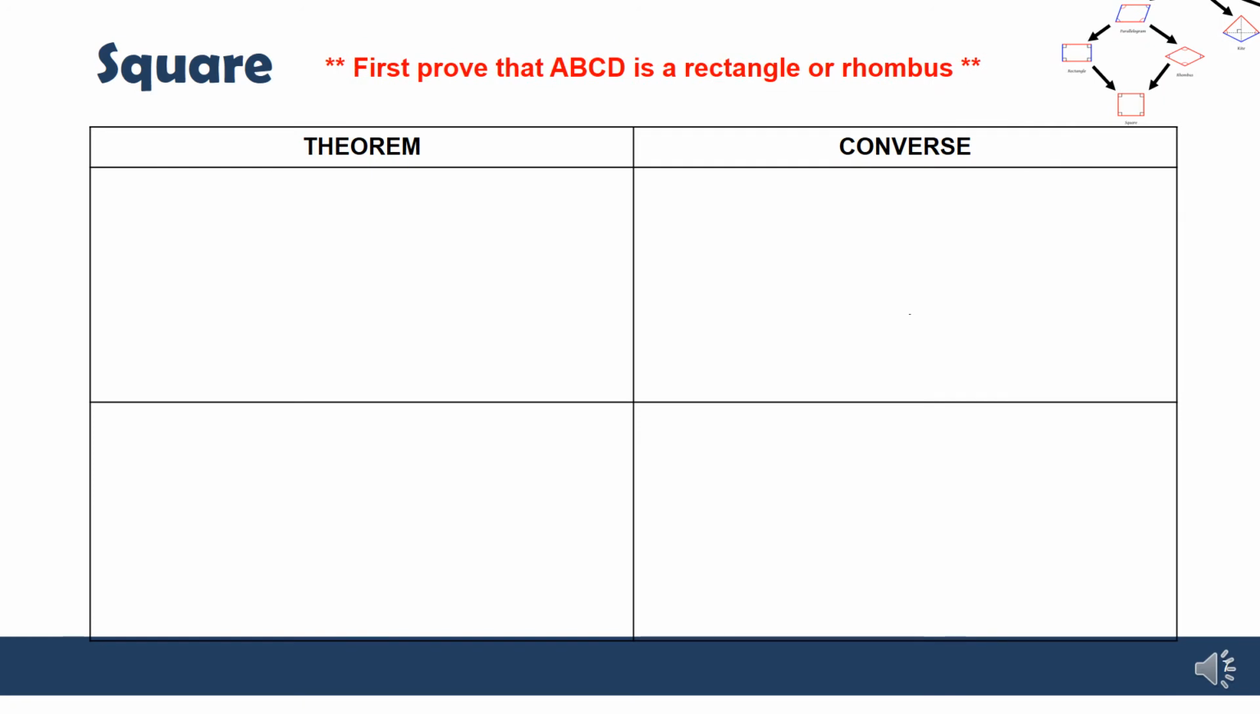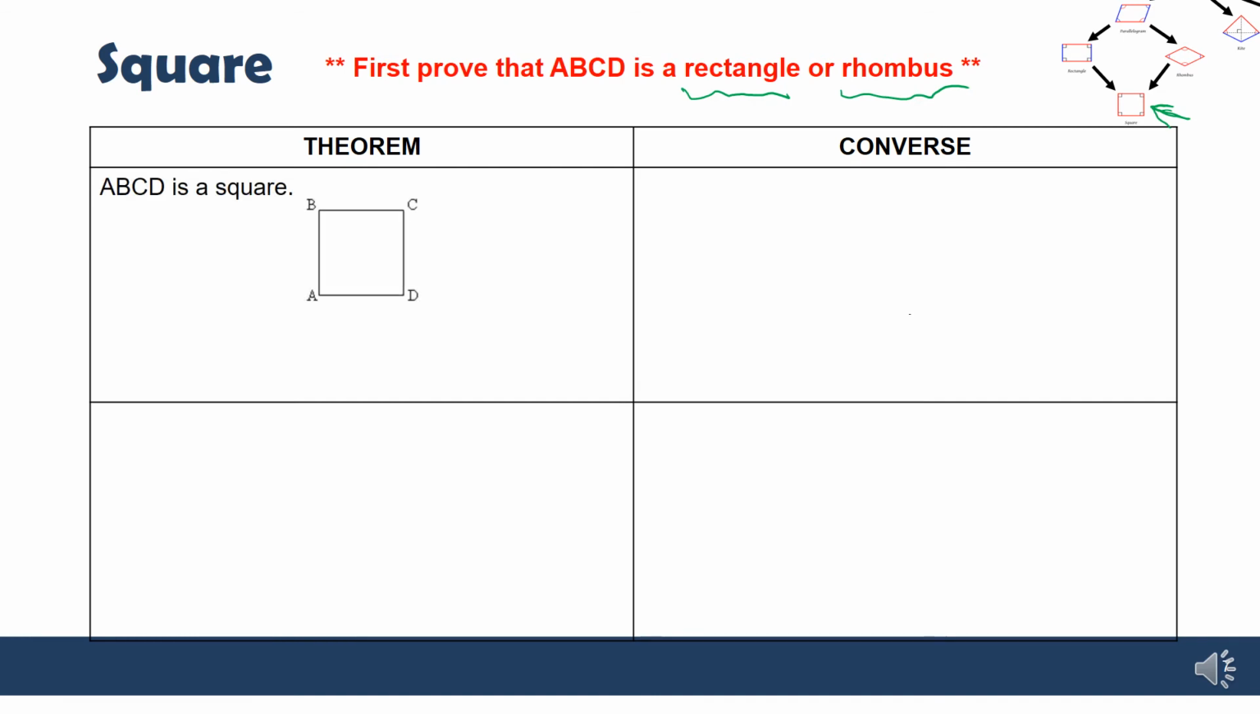Okay, the square is the one that you're going to hope you don't get asked, because it can be the most difficult one to prove because it's the lowest on the food chain, or on our family diagram. So it's at the bottom, which means that you have to show all the shapes above it. So first, you must prove that it's either a rectangle or a rhombus. Let's see how this works.